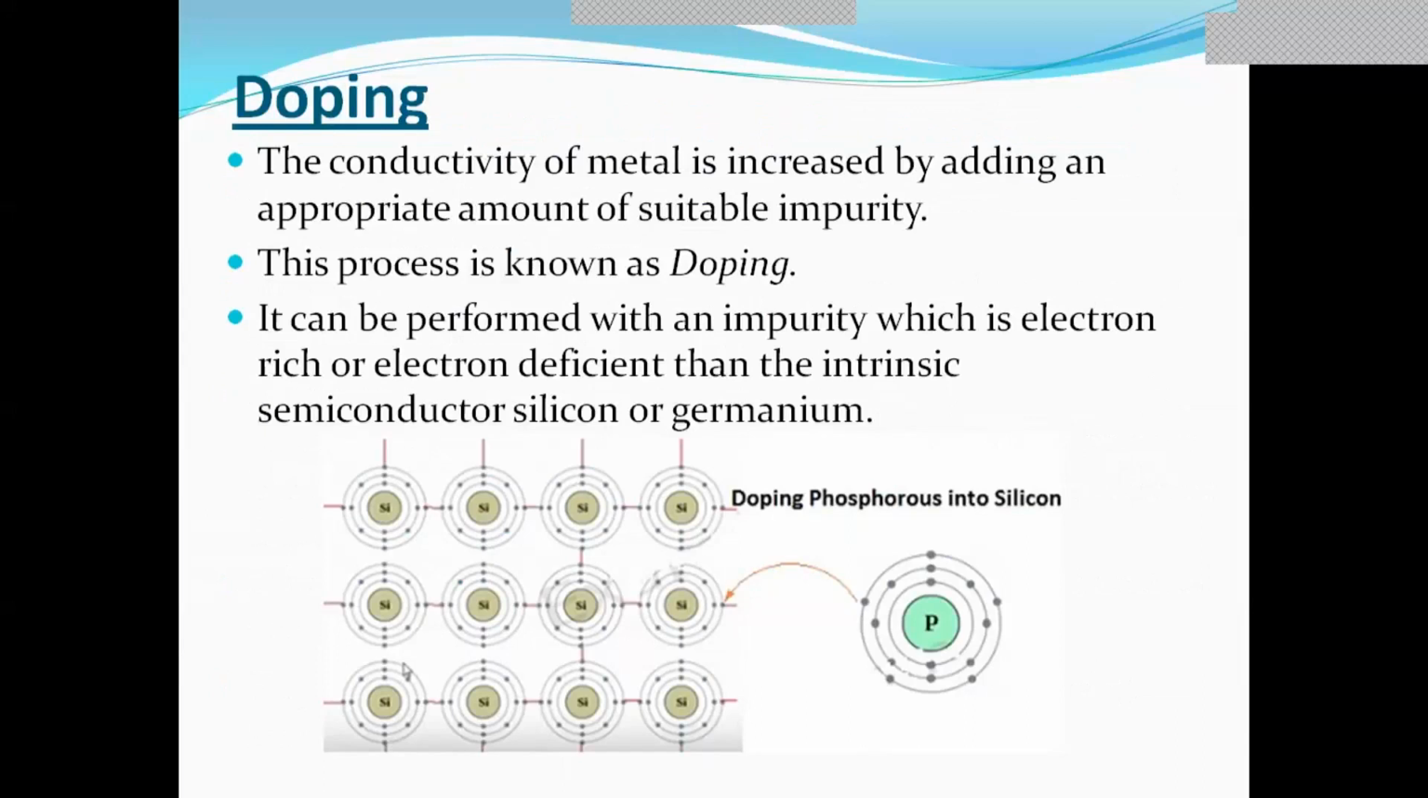Doping. So what is doping? Doping, this term we already came across in the previous class. The conductivity of metal is increased by adding an appropriate amount of suitable impurity intentionally.